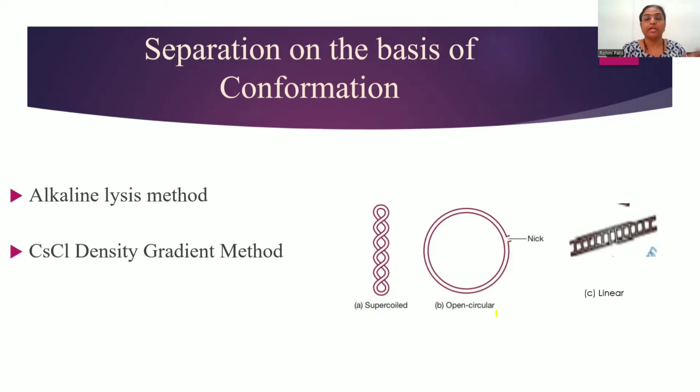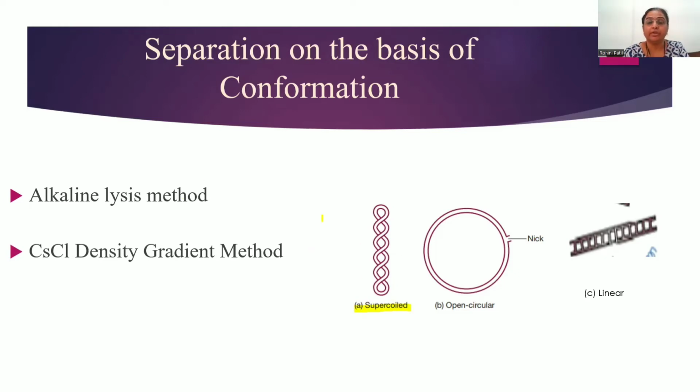Open circular, and then there is the supercoiled structure, or covalently closed circular. And here is the linear one, where the ends of the DNA are free. So these are the three types of conformation. Now, the plasmid DNA is present in this supercoiled form, that is, the covalently closed circular form. And when there is a lysis of the cells, at that time, what is happening?